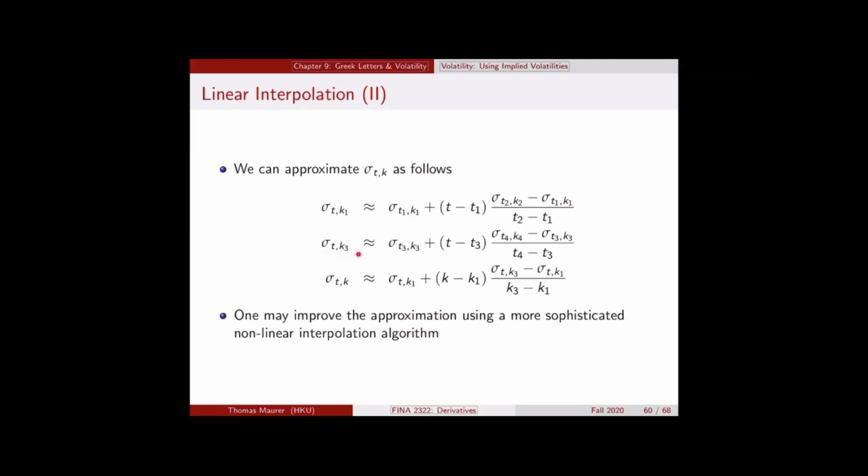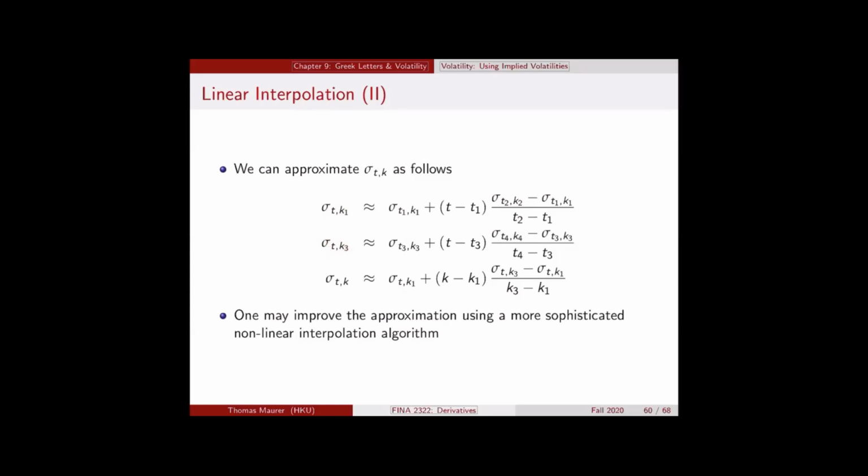And the same argument applies for sigma T with fixing now the moneyness K3. Here I just do it with these implied volatilities with maturities T3 and T4 with these moneyness K3 and K4. But that's exactly the same picture. I'm going to use the same idea to figure out what is now sigma T,k, where I interpolate between sigma T,K1, the thing which I have found over here, and sigma T,K3, the thing which I have found over here.